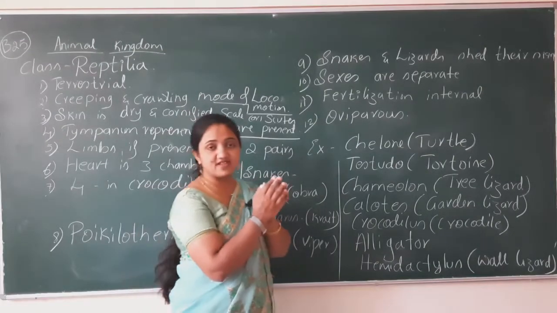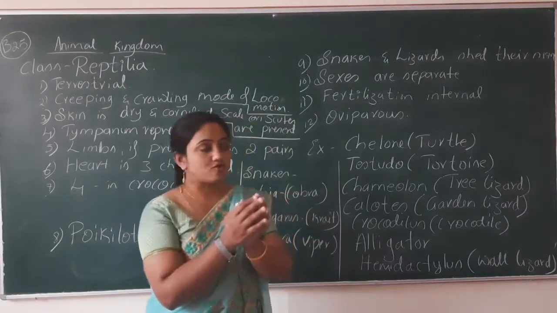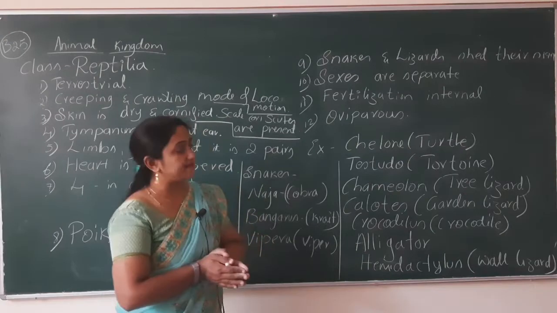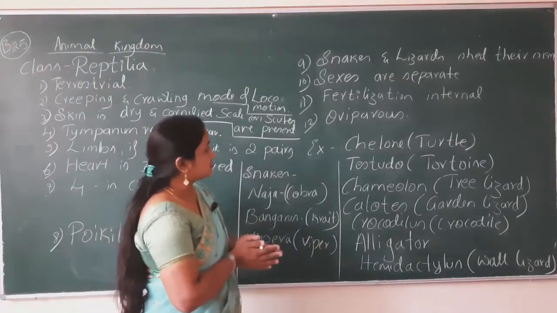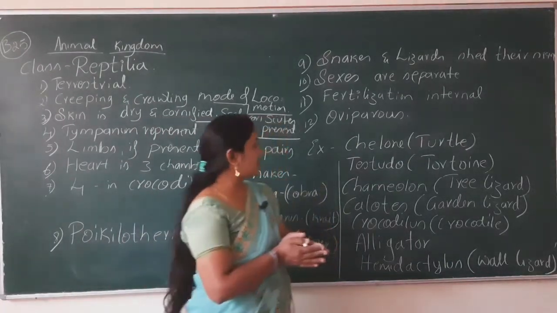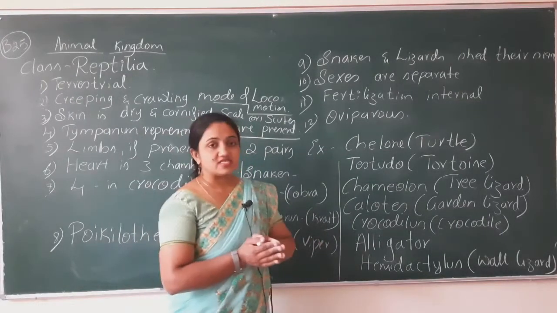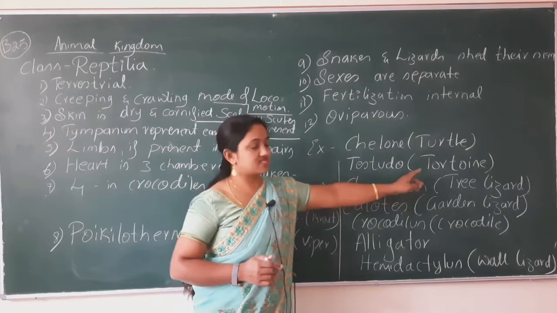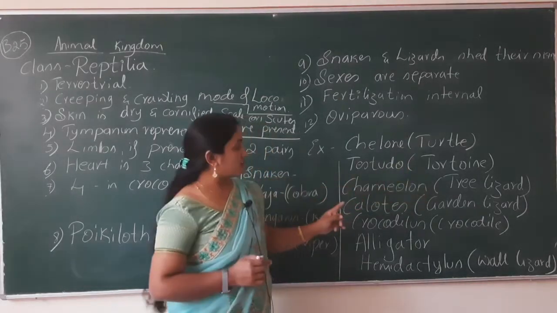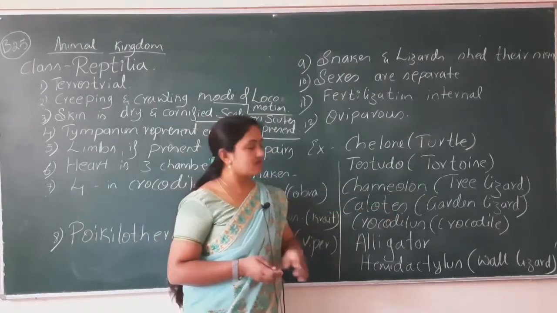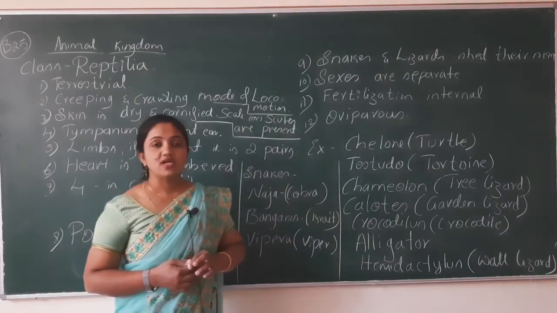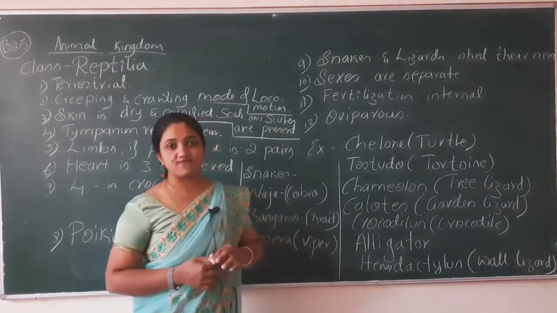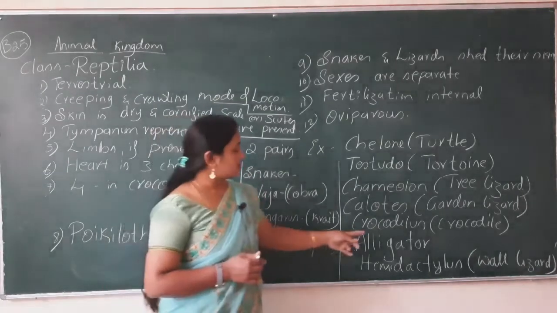Those eggs will come out from the body, known as laying eggs, which is known as oviparous. Coming to the examples of class Reptilia, Chelone is the scientific name for turtle. Testudo is the scientific name for tortoise. Chameleon is the scientific name for tree lizard. Calotes is the scientific name for garden lizard.